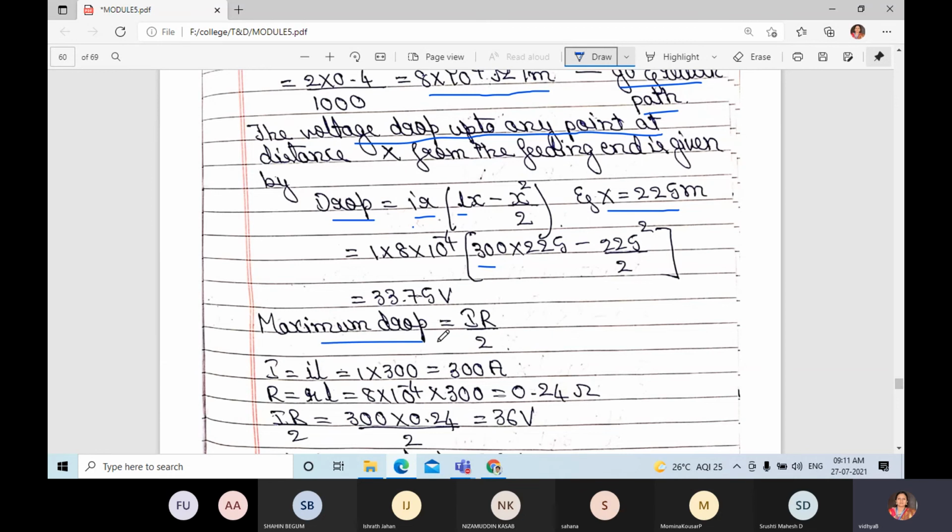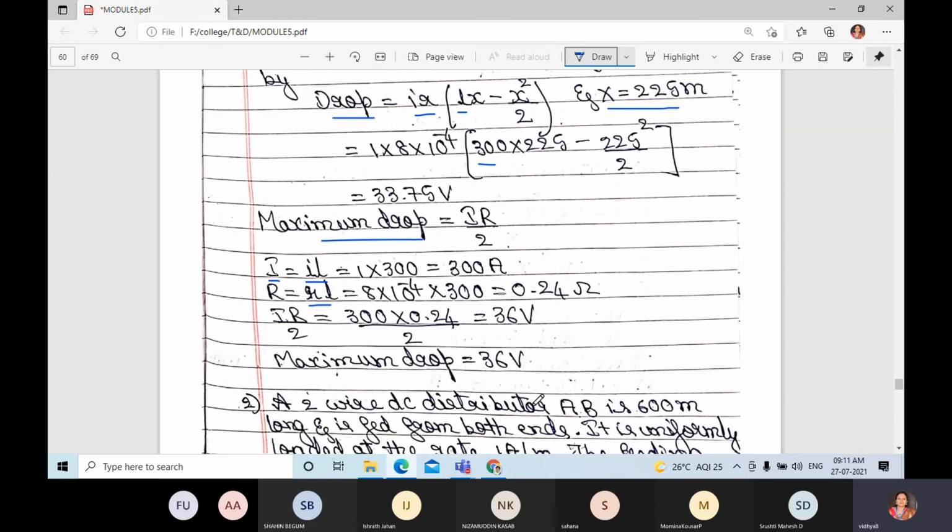This is just the voltage drop. The maximum voltage drop is equal to capital I into capital R divided by 2. Capital I is nothing but small i into L, and capital R is nothing but small r into L. What you'll get is 36 volts. The maximum voltage drop is 36 volts.